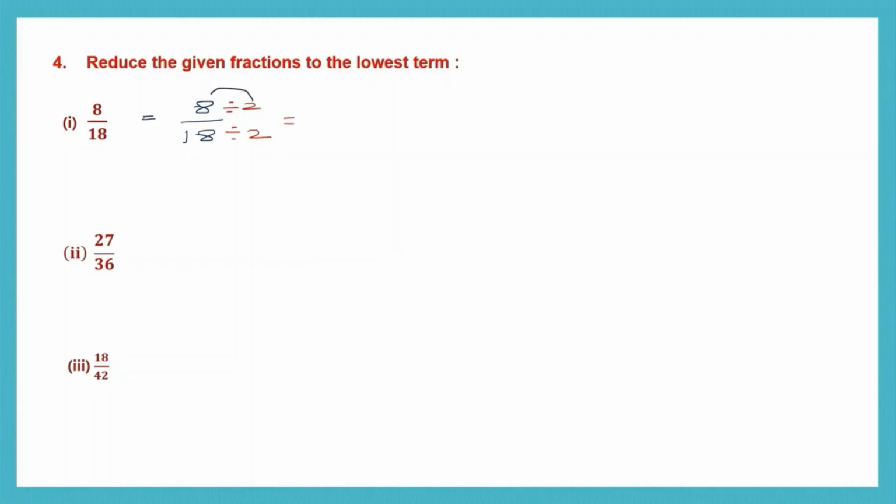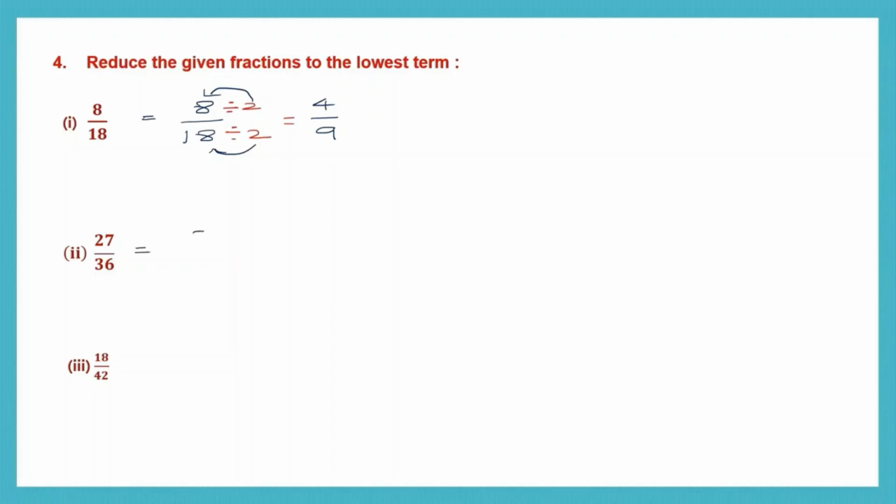2 into what is 8? 2 4s are 8 and 2 9s are 18. We get 4 by 9. Now look at 4 by 9 and see whether you can still reduce it further. Is there a common factor that can divide both 4 and 9? No, only one can divide both 4 and 9 and you'll get back the same thing. So 4 by 9 is our final answer which has been reduced to the lowest term.